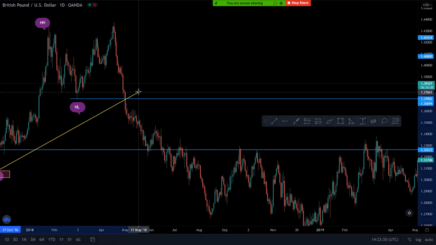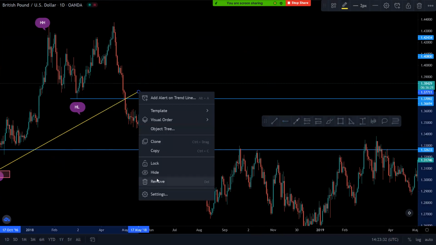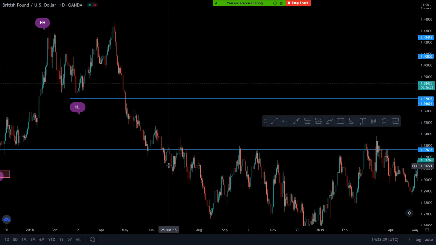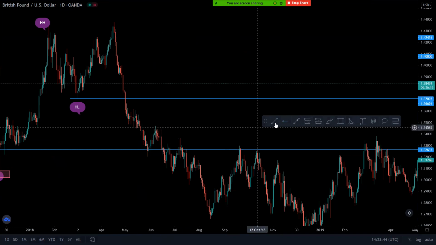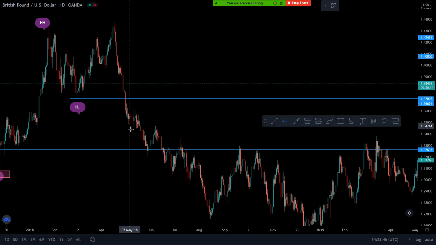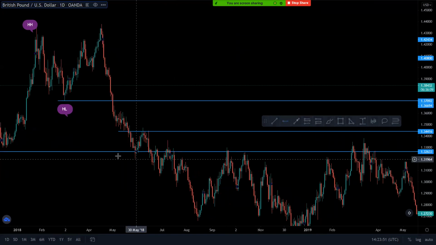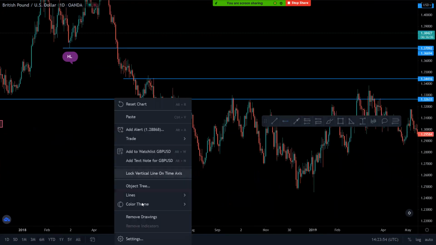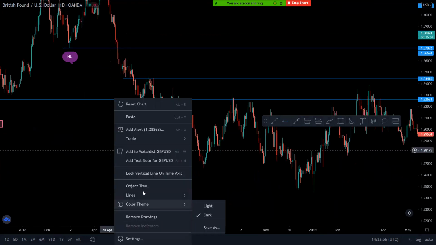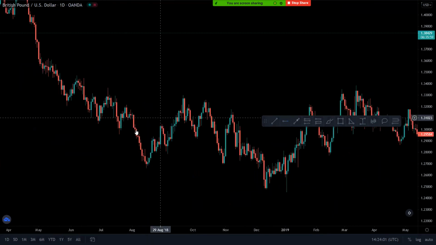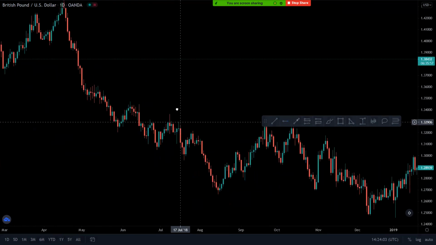Structure has been broken, right? I now start to look for bearish trades, to take bearish trades now. Let me clear my charts right there. So I'm not going to draw again the lower lows, lower highs, because you now understand. I'm just going to map out an example trade.